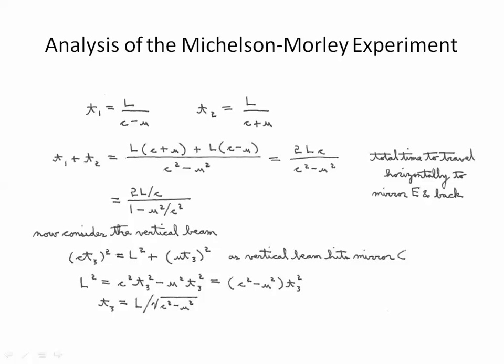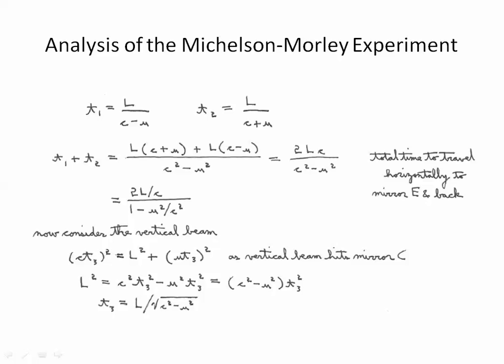We start by analyzing the light beam traveling in the horizontal direction from B to E and then back to B. The speed of light is taken to be c in the stationary ether. Moving to the right, the apparent velocity of the beam is c minus u. The mirror E moves to the right while the light beam is catching up to it. On the return trip back from B, the apparent velocity of the light beam is c plus u.